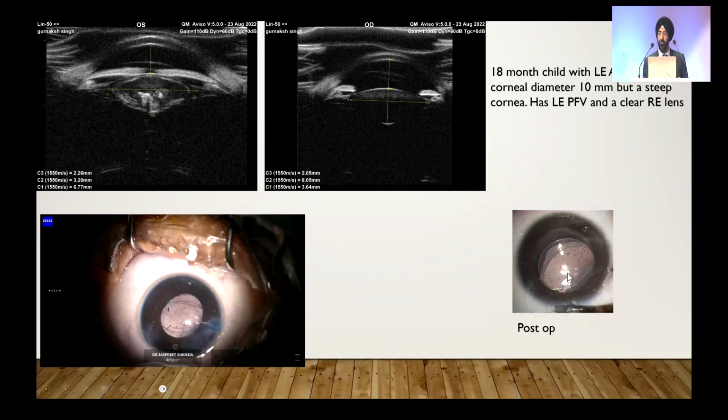And if you see here, you have a nice Soemmering ring here. You have few pigments on the IOL, which can happen in any child with surgery, and the visual axis is fairly clear. So we were able to rehabilitate this child in a unilateral case where otherwise it would have been difficult, or you would have complications had you tried to implant an IOL in the bag. So that is how imaging can help us.